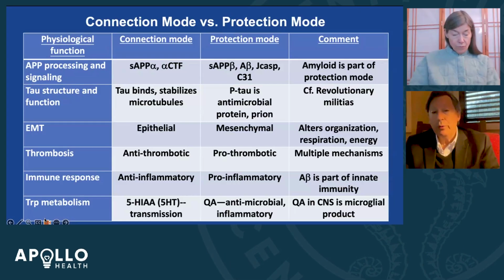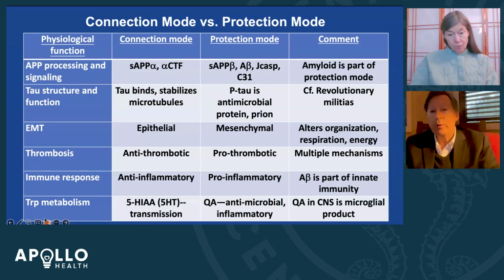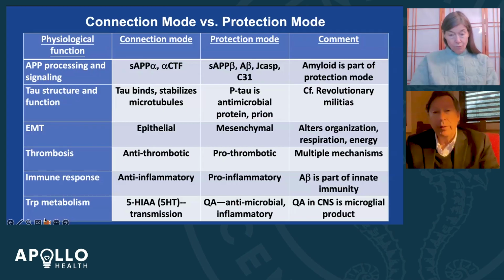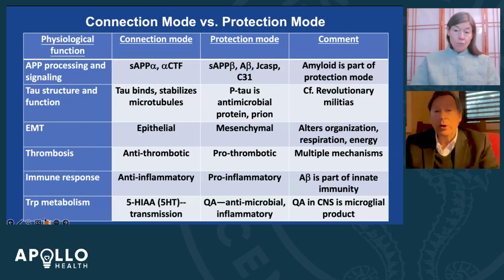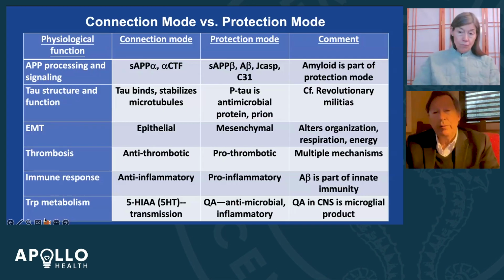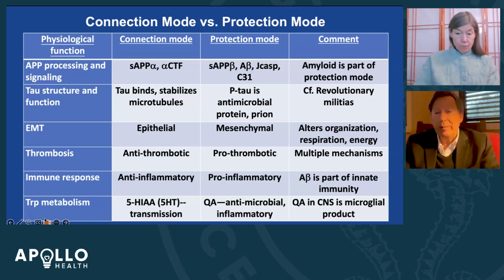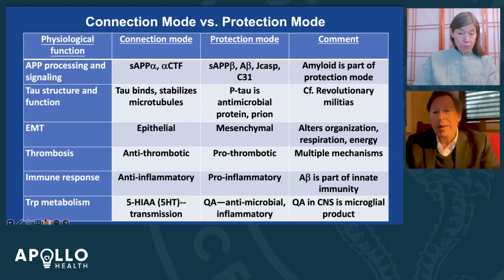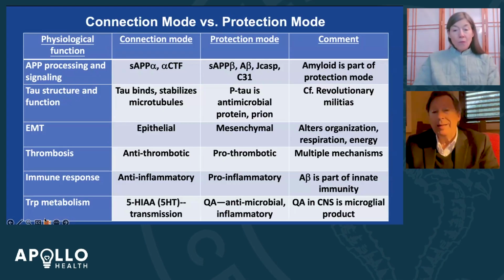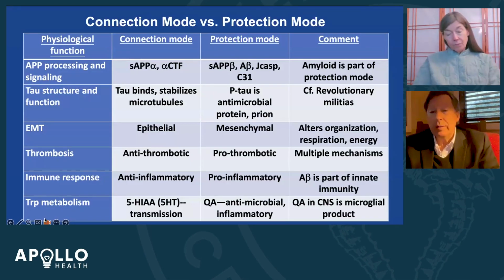Thrombosis. You go from an antithrombotic mode to a prothrombotic mode by several mechanisms. And so, no surprise with things like COVID and Alzheimer's, you see this increased risk for many microthrombi. Your immune response, you switch from an anti-inflammatory response to a pro-inflammatory response. Tryptophan metabolism, interestingly, you go from making serotonin to making quinolinic acid. So you're now, this is a microglial, antimicrobial inflammatory process.